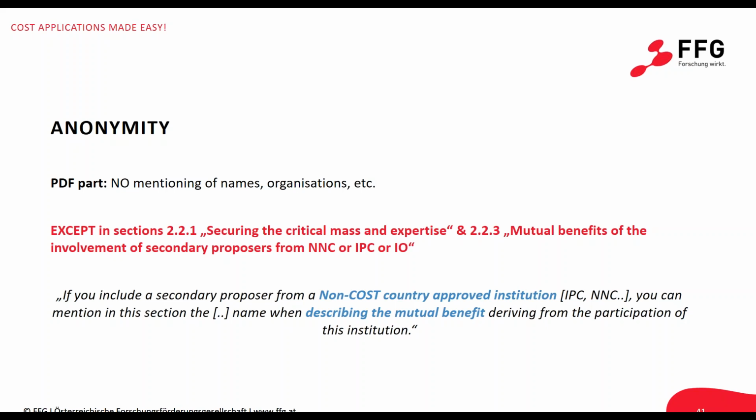The only exception here is section 221, securing the critical mass and expertise, and 223, mutual benefits of the involvement of secondary proposers from your neighbor countries, IPs, international partner countries, or international organizations. And here it is really all about the mutual benefit. So when this is a high-level researcher whose impact or input into your COST Action is really of mutual benefit, then this organization, this person, or whoever can be mentioned in the PDF part.